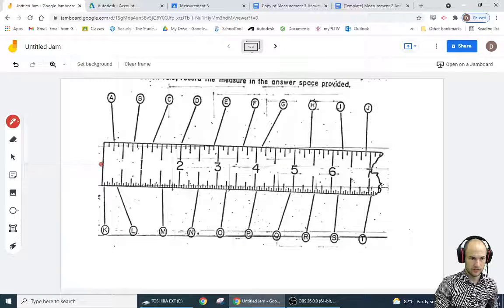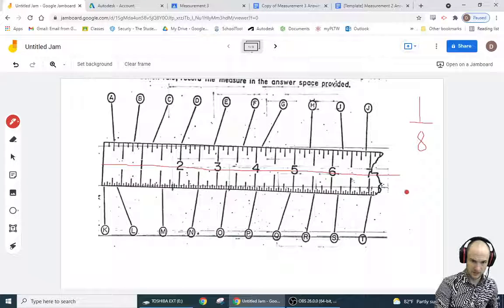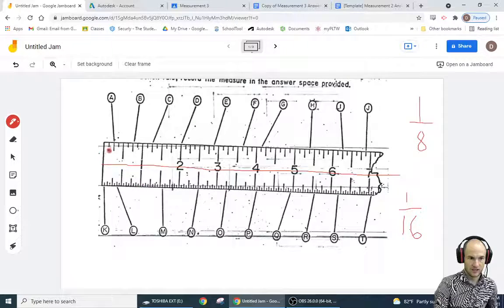I'll use a red pen. If we divided this ruler down the middle, it's got two halves. It's got the top half, which is all on an 1/8 inch scale, and it's got the bottom half, which is all on a 16th inch scale. And we know that because the amount of lines between the inches on the bottom are 1, 2, 3, 4, 5, 6, 7, 8, 9, 10, 11, 12, 13, 14, 15, 16. And the amount of lines between the inches on the top is 1, 2, 3, 4, 5, 6, 7, 8.